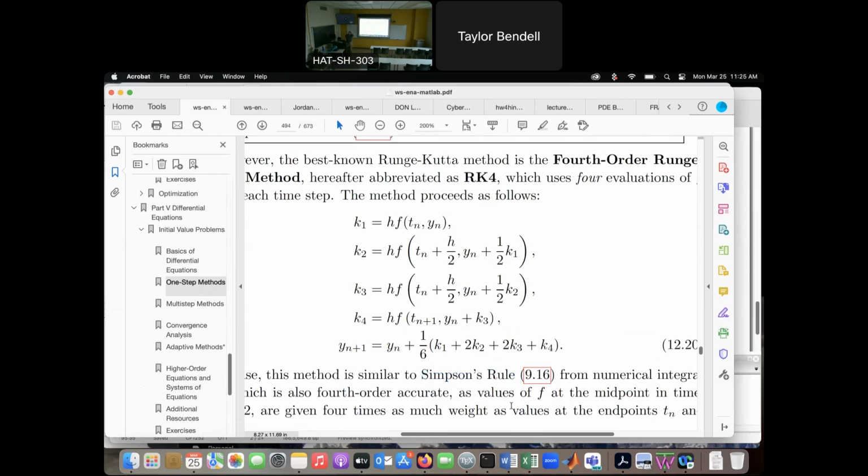So RK4, or fourth order Runge-Kutta, very often when people need a higher accuracy time step, they just go ahead and use this. And there are issues with it, as we'll see later when we talk about stiff systems, but it's something that's fairly easy to code up.